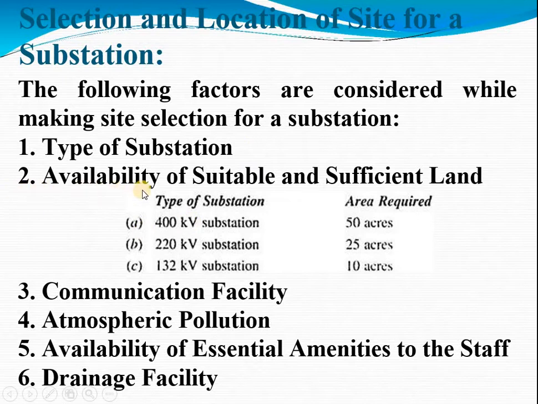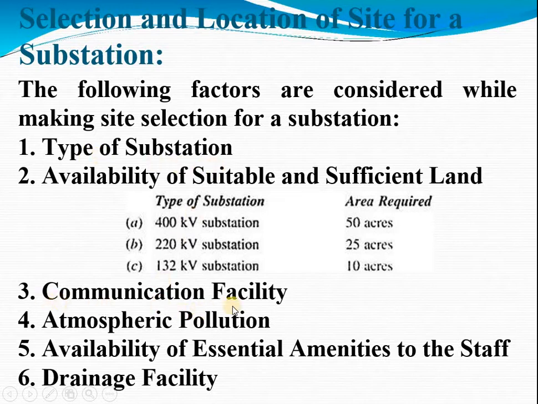Second is the availability of suitable and sufficient land. For a specific substation, we require a specific area. Let's say for a 400 kilovolt substation, we require almost 50 acres of land. For a 220 kilovolt substation, we require 25 acres of land. And for a 132 kilovolt substation, we require 10 acres of land. So if this land is available in a sufficient way, we can install the above substation category.